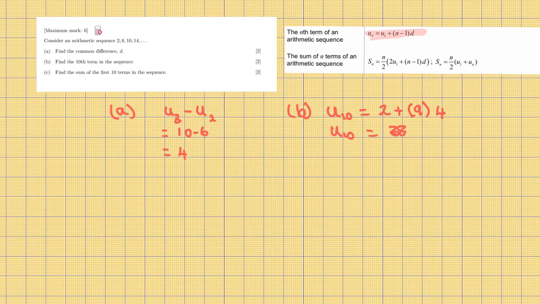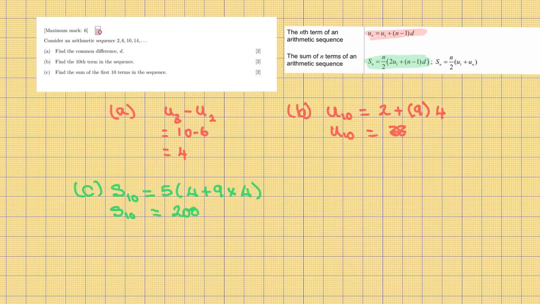Part C. Find the sum of the first 10 terms in the sequence. We're asked to find the sum of the first 10 terms, so we can use the sum formula, this one here. So S10 is equal to n is 10, so 10 over 2 is 5, times 2 times the first term, 2 times 2 is 4, plus n minus 1 is 9, times d is 4. So S10 is equal to 9 times 4 is 36, plus 4 is 40, times 5 is 200.